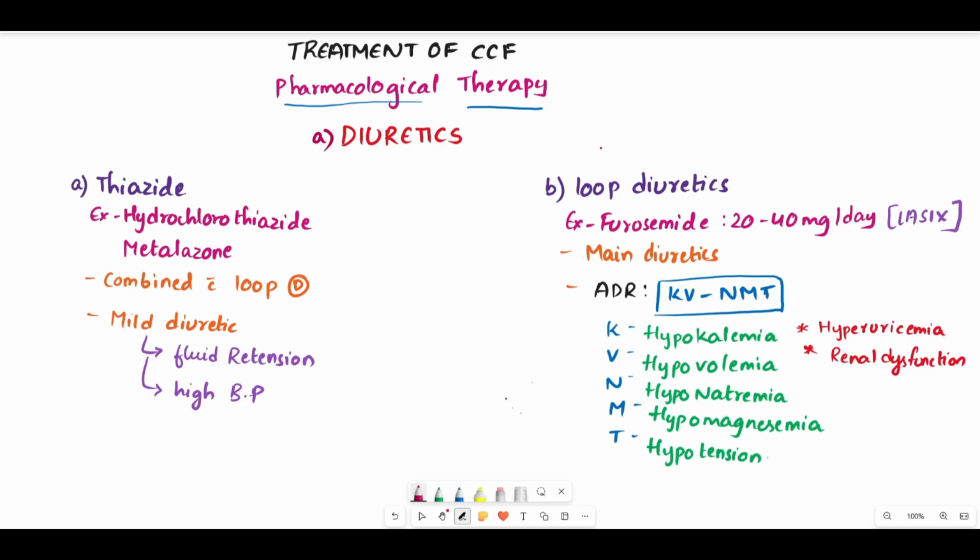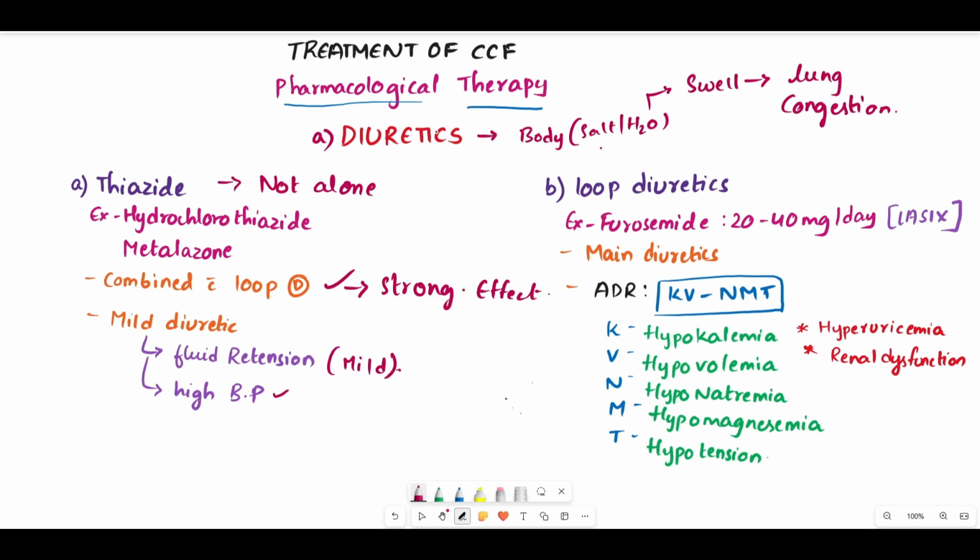Coming back to the pharmacological therapy, the first class in the treatment of heart failure is the diuretics. Usually in this condition, the body will be retaining certain substances like salt and water, which leads to swelling, finally leading to lung congestion.